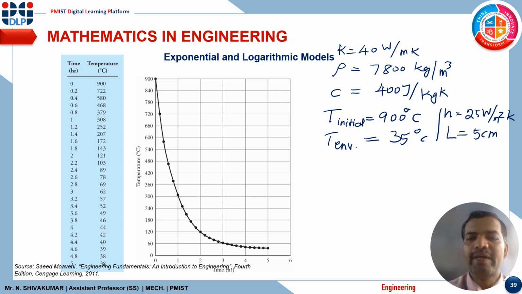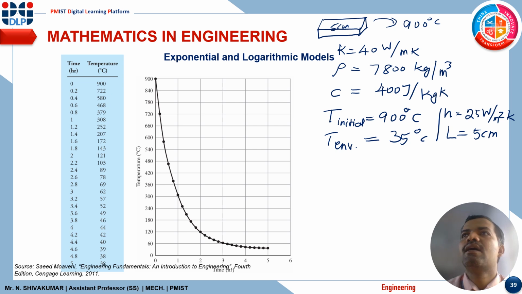So the problem is they have taken a 5 centimeter plate. Okay, so the length is 5 centimeter, and they put it inside an oven so that the temperature is increasing up to 900 degrees Celsius. Okay, so what happens then? So L is 5 centimeter. Okay.